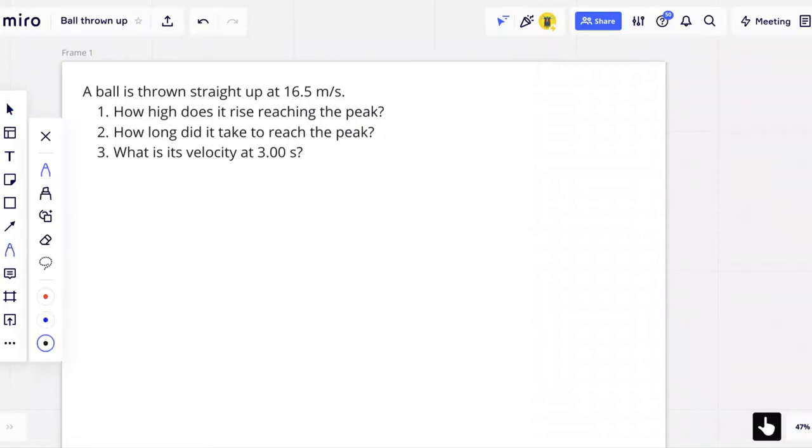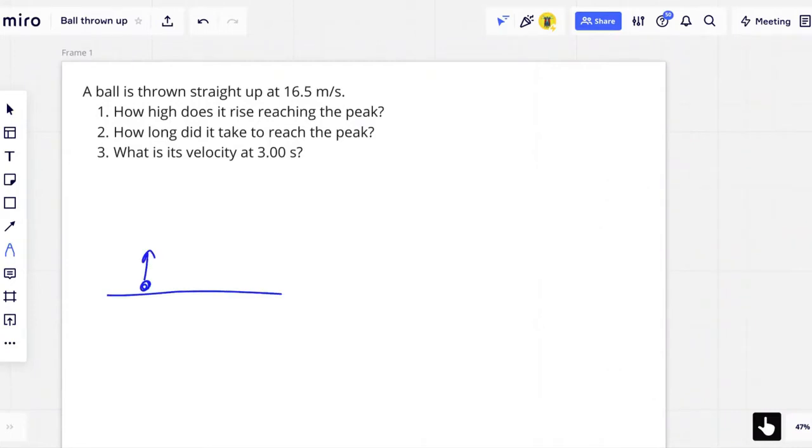Okay, so let's just draw this out. So its initial velocity, 16.5 meters per second. It's going up. Keeps going up until it gets to the peak. All right.